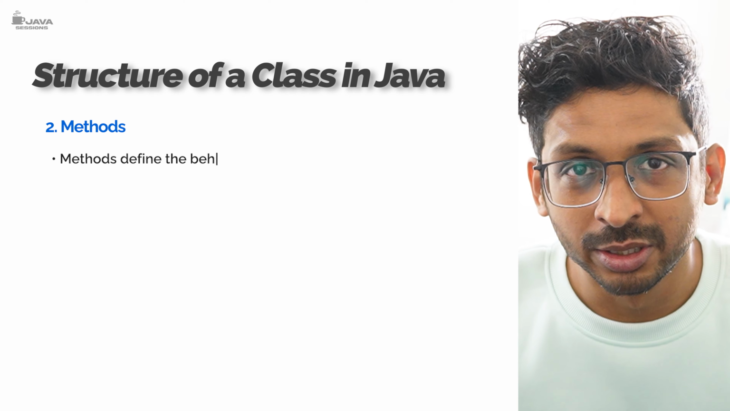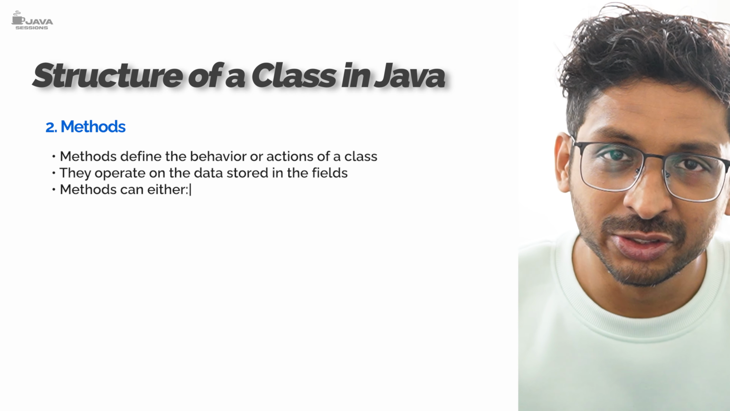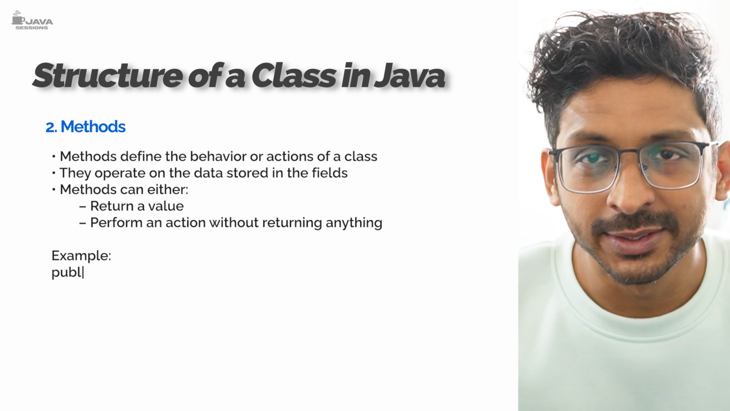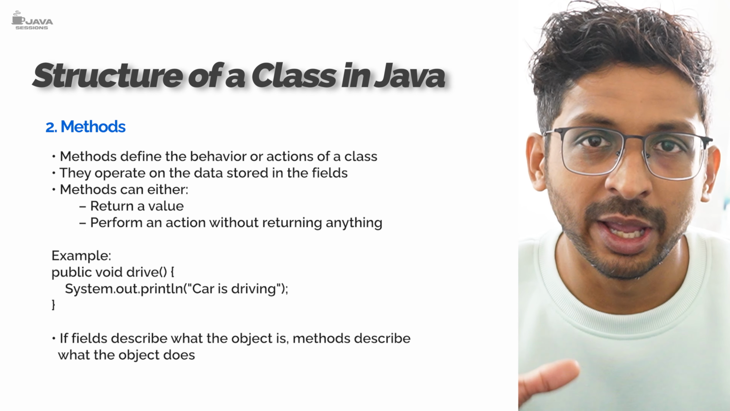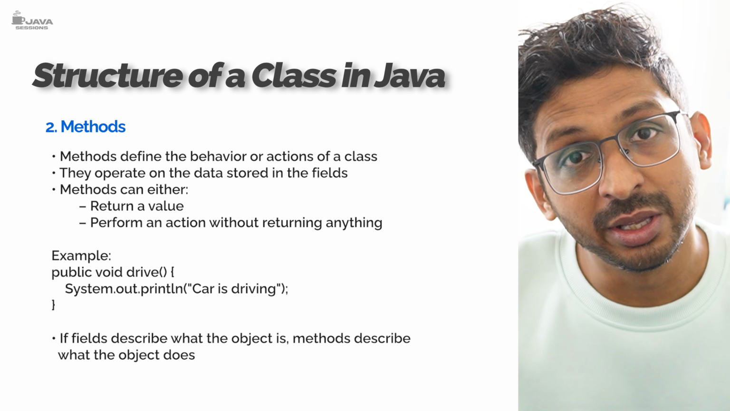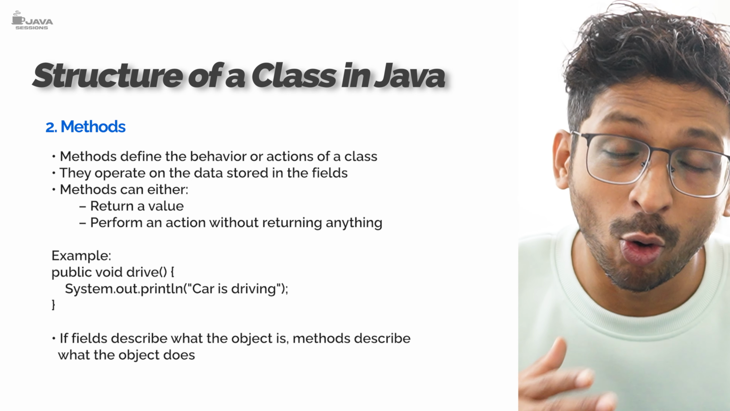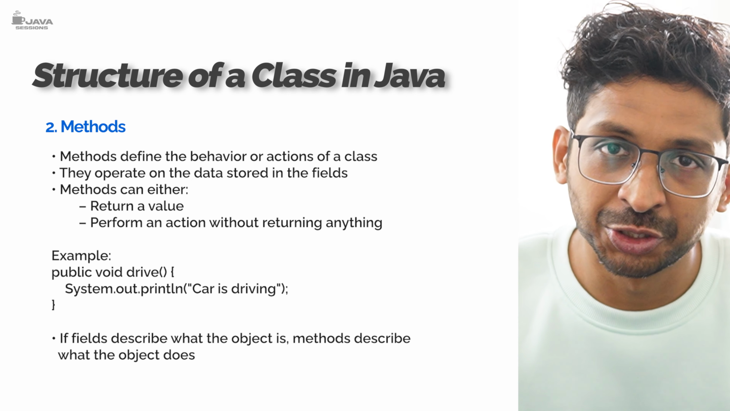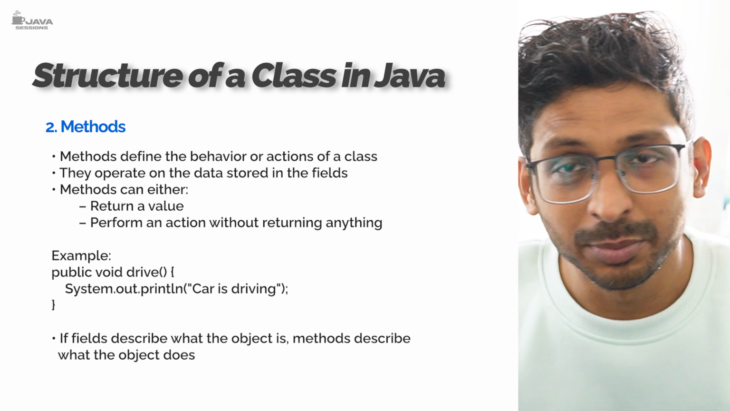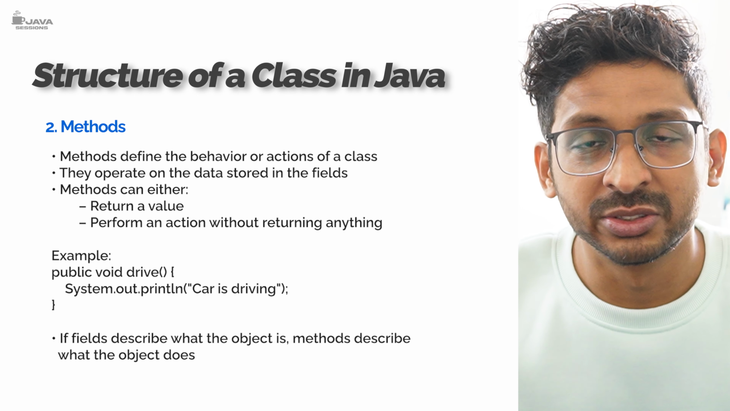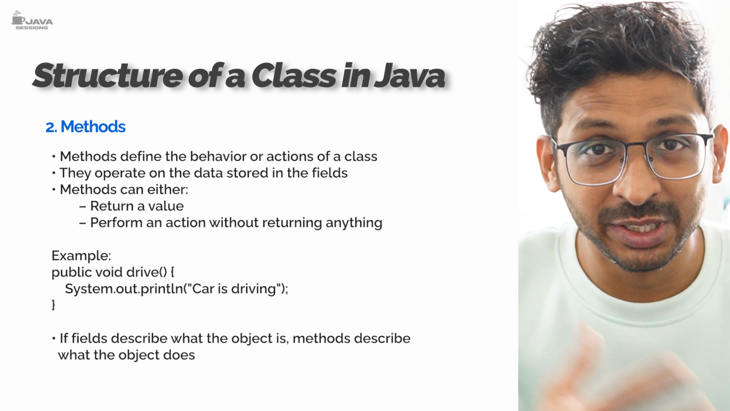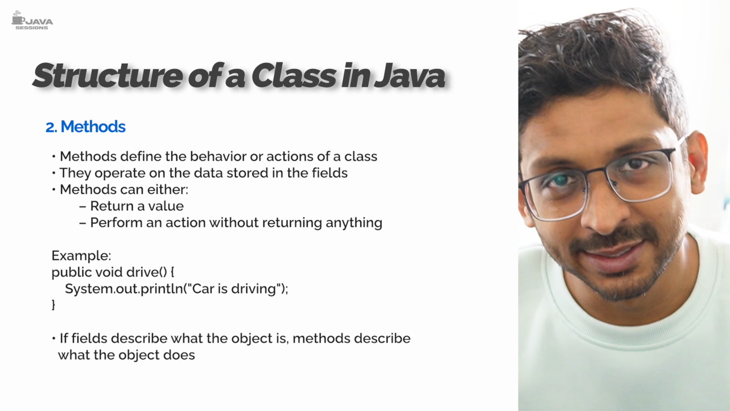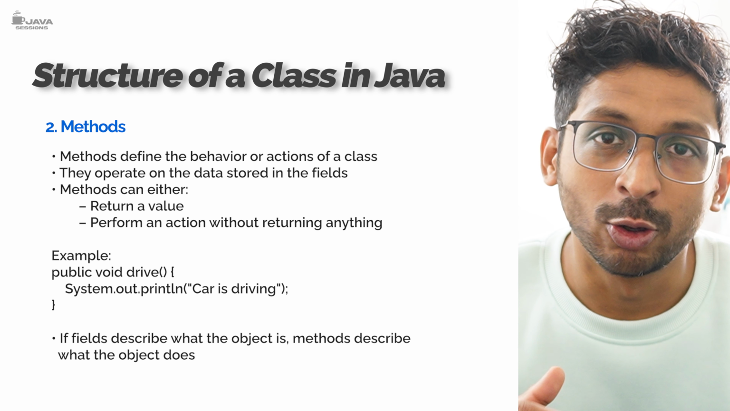Then come the methods. Methods are the actions or the behavior of the class. They operate on the data that is stored in the fields and they define what an object can do. Methods may return a value after execution, or they may perform a specific action without returning any value. For example, in the car class, we could have methods like drive, accelerate, or brake. So basically, if the fields define what an object is, methods define what an object does.